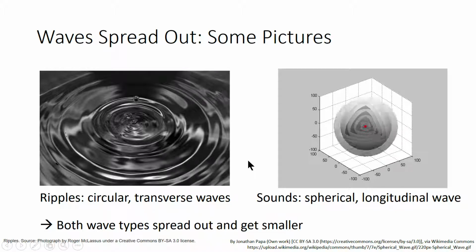Now, like I said, ripples aren't a great model for sound waves because they're transverse and are two-dimensional. So this picture on the right is supposed to help you visualize a longitudinal wave in 3 dimensions. It shows regions of, you can imagine, compression and rarefaction spreading out around some central point and getting less intense in color, which you can imagine as being quieter.